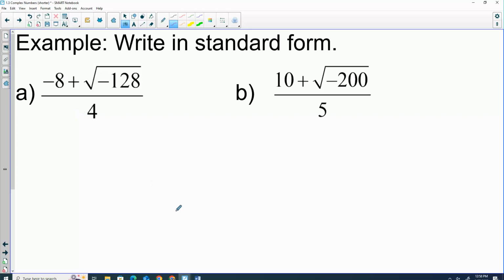Last example I want to do is just some situations where you will see these imaginary numbers. This is actually an expression that you might see when you do the quadratic formula later on. You remember doing the quadratic formula? We sometimes encounter things like that. So I want to make sure we know how to reduce this. Where would you start?